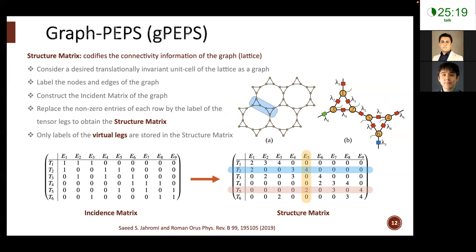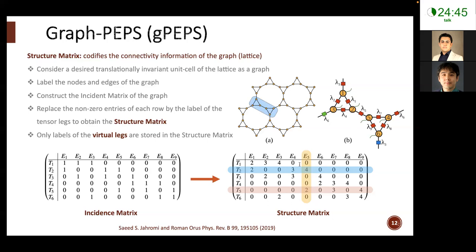And so you would see that, for example, here, this structure matrix is obtained from the incidence matrix. Look at these colorful columns. So for example, edge number 5 is connecting tensor 2 and tensor 5. So you would see that here, edge number 5 actually connects the virtual leg number 4 of tensor 2 and the virtual leg number 2 of tensor 5. So every column technically gives you the connection information in this network.